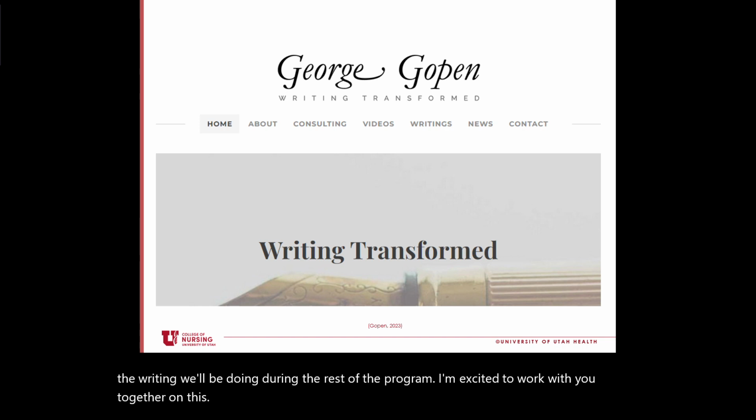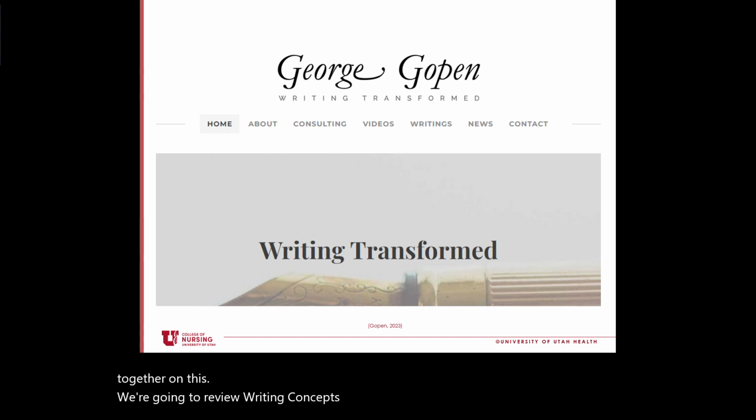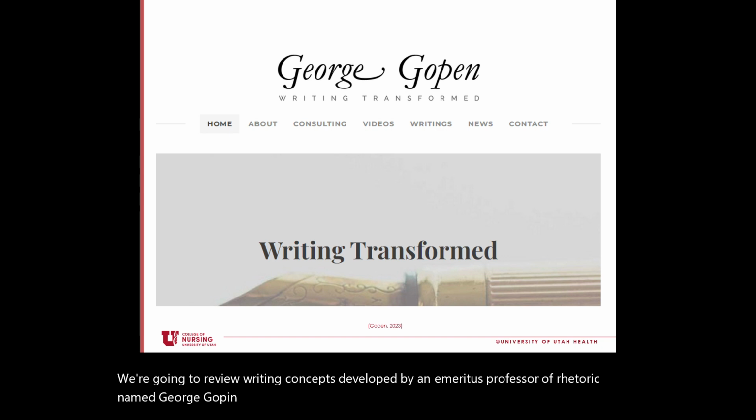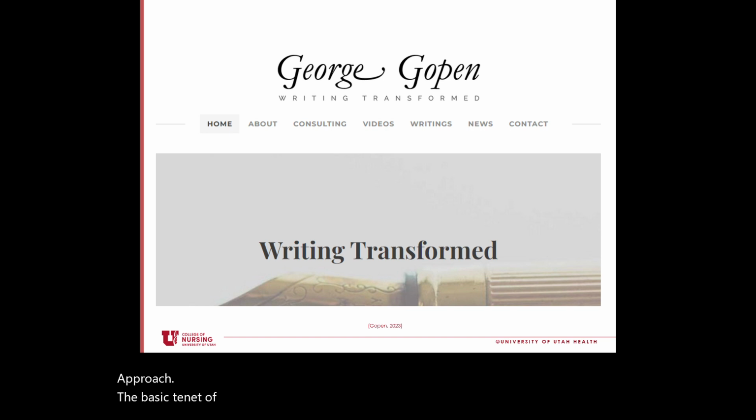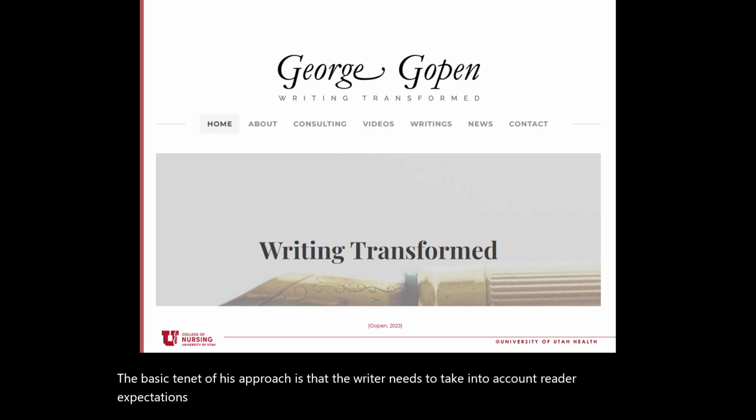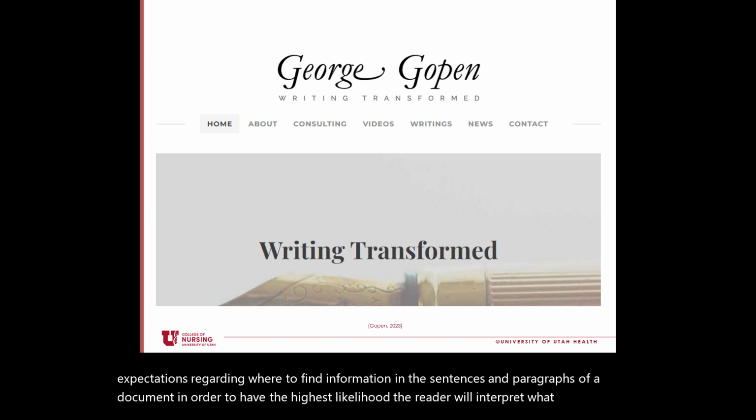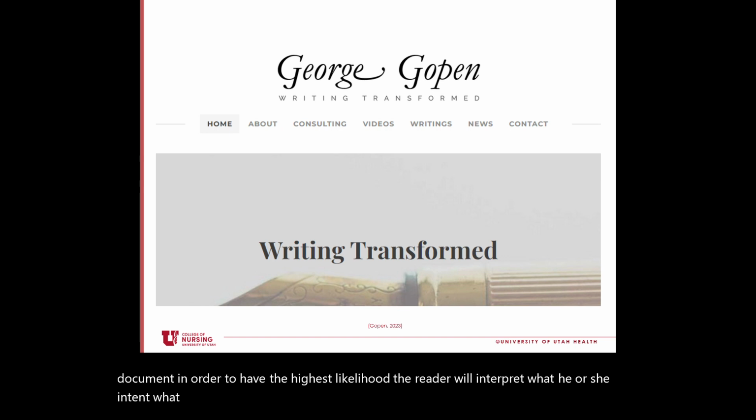We're going to review writing concepts developed by an emeritus professor of rhetoric named George Gopin. He teaches an approach to writing called the reader expectation approach. The basic tenet of his approach is that the writer needs to take into account reader expectations regarding where to find information in the sentences and paragraphs of a document in order to have the highest likelihood the reader will interpret what he or she reads as the meaning intended by the author.